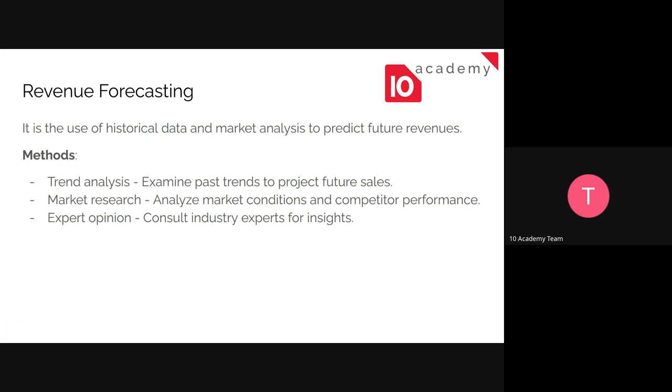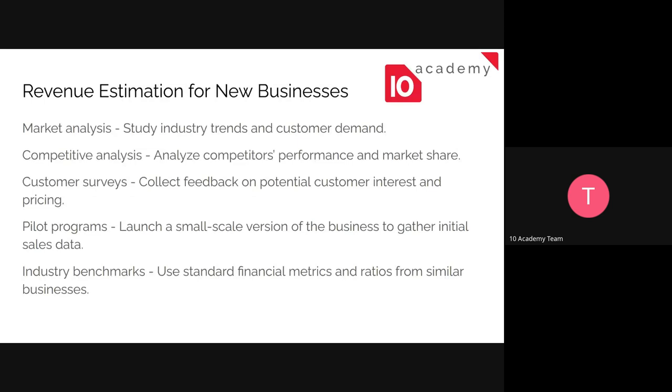And especially when you are new, you're going to need to consult an expert just to have some insights into that market. So for a new business to estimate revenue, you can follow one or more than one of these. The first one is market analysis, which studies the industrial trends and customer demand. Competitive analysis, analyzing your competitors. Customer survey, collecting feedback on potential customers that are interested in pricing, like your personas.